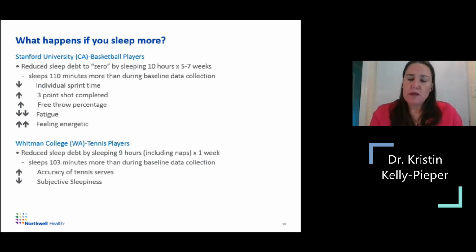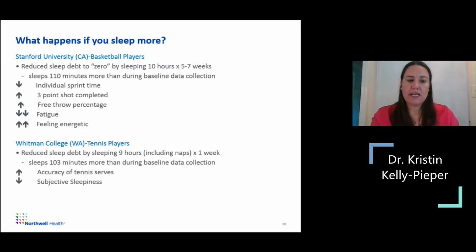But I want to talk a little bit about sleeping more, what happens if you do sleep more, and we've looked at this and we've shown it does help. So at Stanford University, they took a group of scholar athletes who were basketball players, and they tried to reduce the sleep debt to zero by sleeping 10 hours for 5 to 7 weeks, and they ended up doing that. They slept almost 2 more hours per night compared to their regular baseline sleep schedule, and everything really improved. They were faster, they got more baskets, they were much less fatigued, and they felt much more energetic.